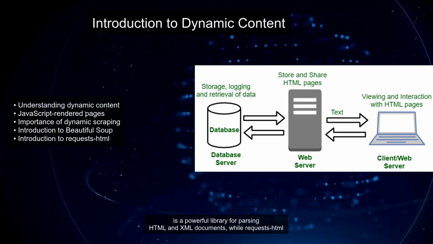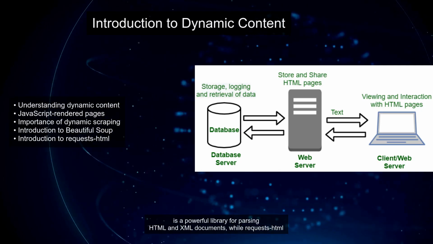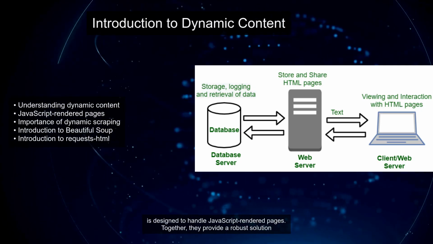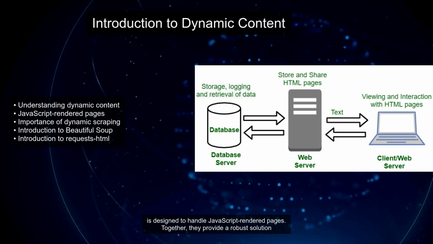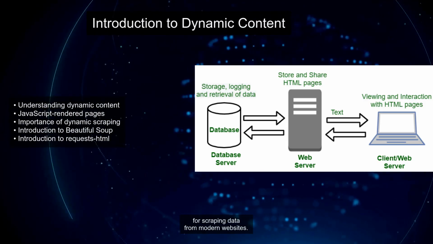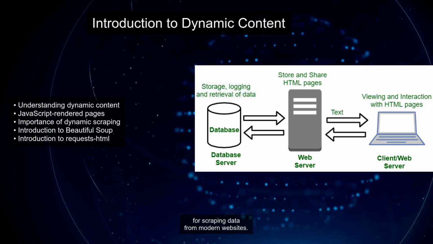Beautiful Soup is a powerful library for parsing HTML and XML documents, while requests HTML is designed to handle JavaScript-rendered pages. Together, they provide a robust solution for scraping data from modern websites.